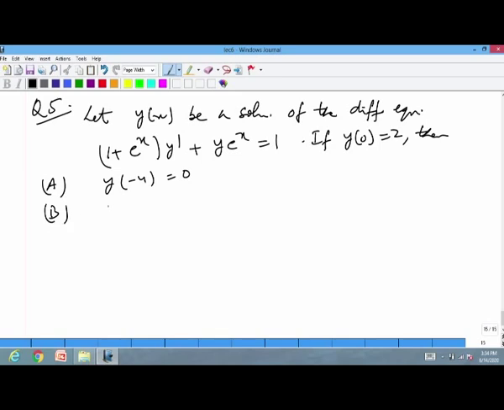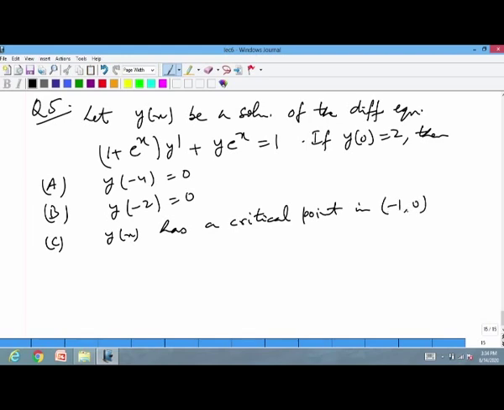(b) y(-2) is equal to 0, (c) y(x) has a critical point in the interval (-1, 0), and (d) y(x) has no critical point in (-1, 0).